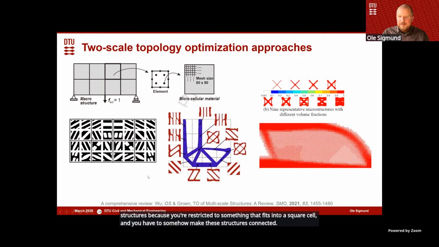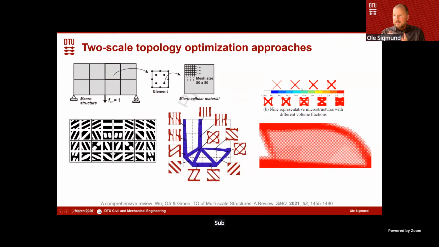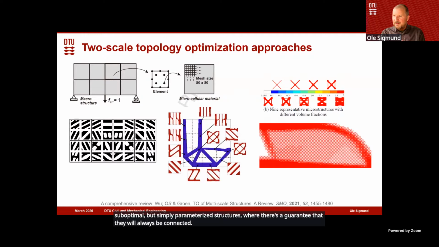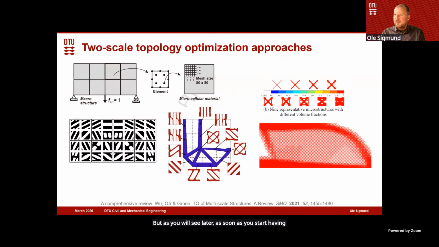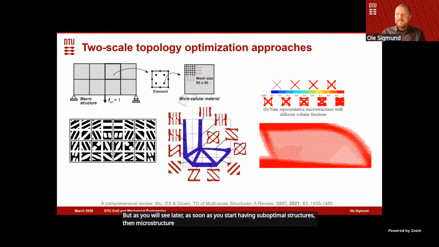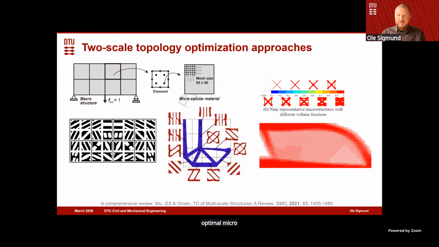And again, in the review paper, we are discussing many different methods. So others introduce suboptimal but simply parameterized structures where there's a guarantee that they will always be connected. But as you will see later, as soon as you start having suboptimal structures, then microstructure is not really needed anymore. So that's an interesting thing. So you're destroying the purpose of multiscale stiffness design by not using optimal microstructures. And I'll come back to that in a little while.